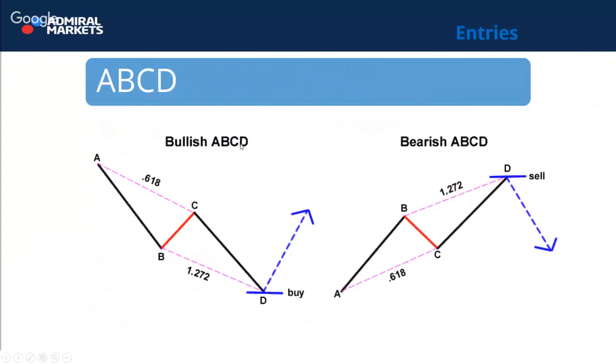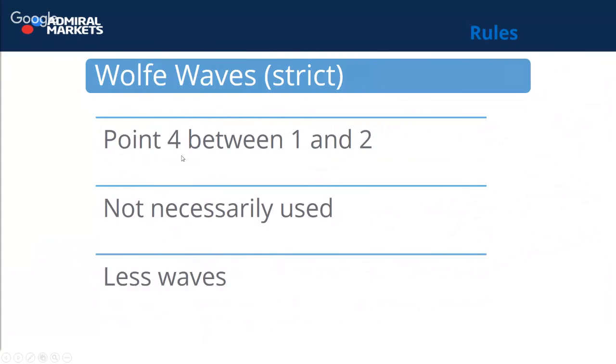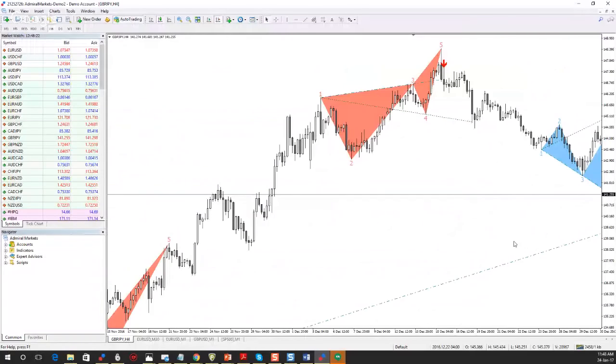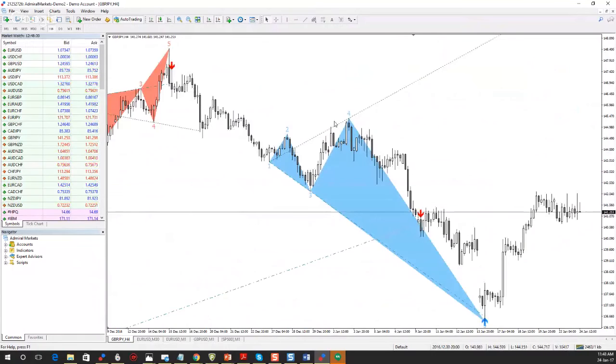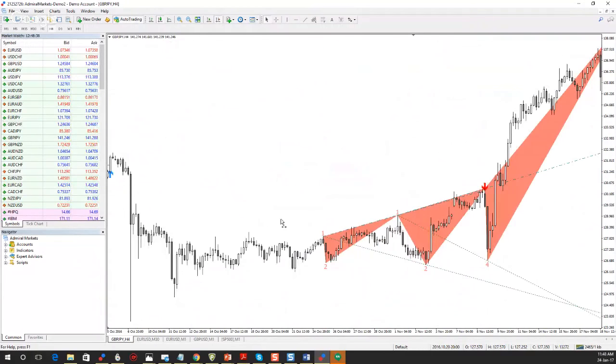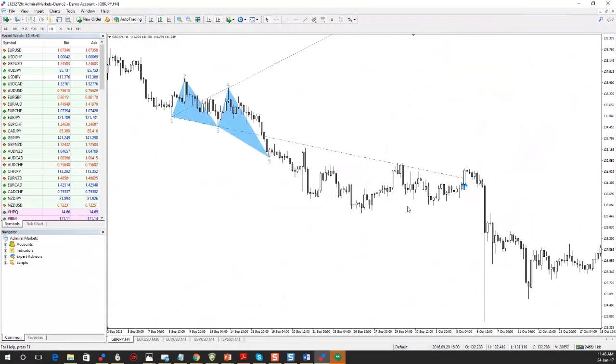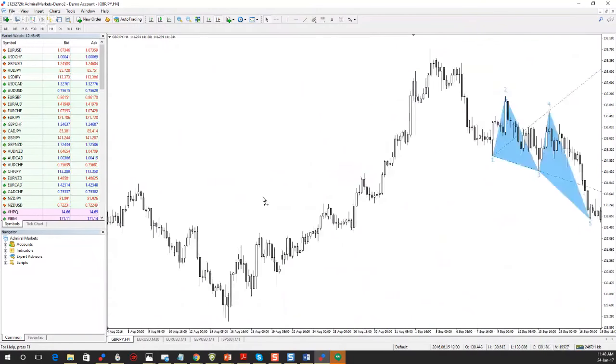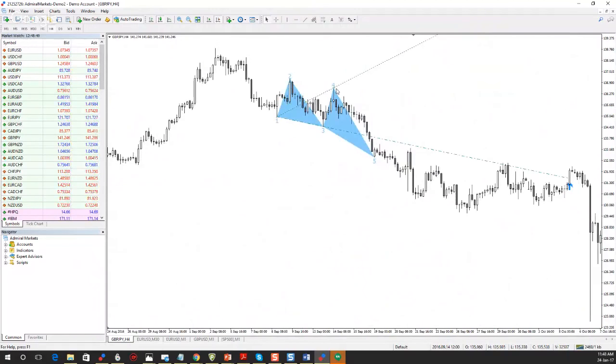Also, you need to know that strict Wolfe Waves have their 0.4 between 1 and 2. I personally do not always use strict Wolfe Waves. So when you see that 0.4 is between 0.1 and 0.2, there is a strict Wolfe Wave. But when you see that 0.4 is not between 1 and 2, it means that it's not a strict Wolfe Wave. You will find a lot of examples of strict Wolfe Waves, but very occasionally you will find that this 0.4, let's say, is like this. It's not between, it is actually going above 0.1 and 2. So if the 0.4 is above the 1 and 2 points, it's not a strict Wolfe Wave.